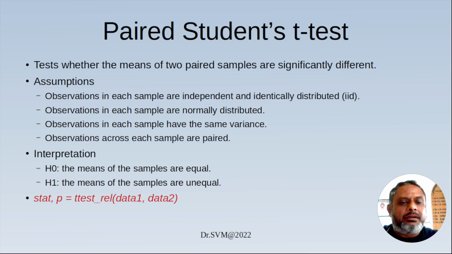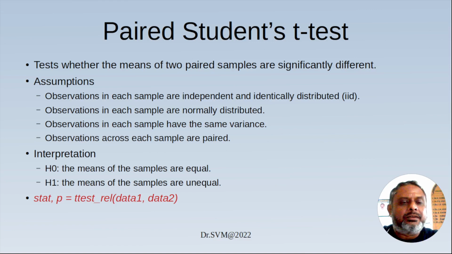Now the function available in Python is ttest_rel, for relative. That means you are talking about relatively the same set of people. So data1, data2 are two things which are passed on to this, and that produces two outputs, stat and p.